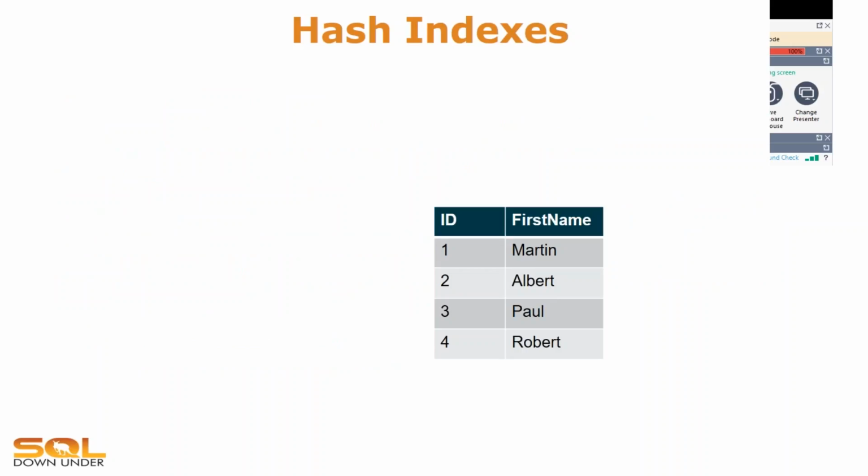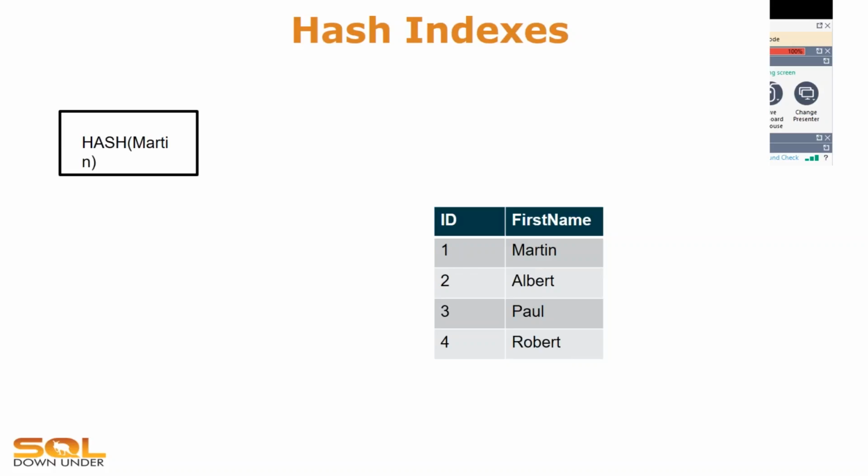So let's have a look at how this would work. We've got a table here just full of four names. Obviously this is a bit of a contrived example, but it bears a good analogy to how things would work in real life.